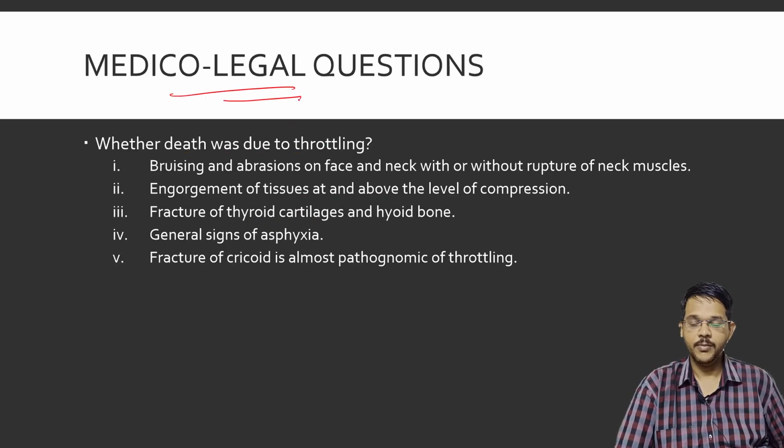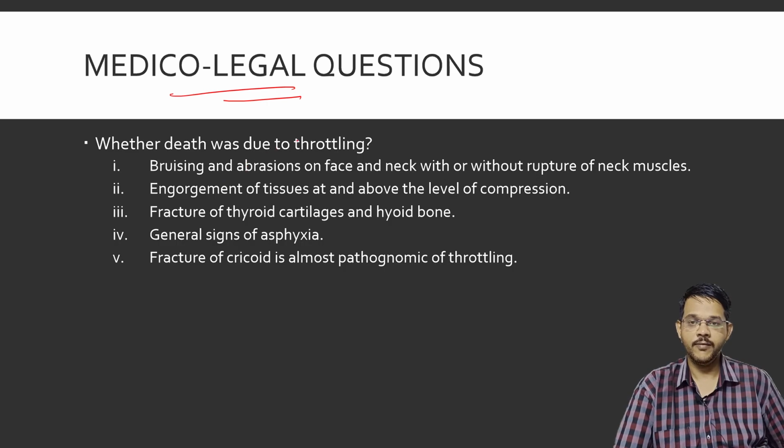Now coming to medico-legal importance, the medical questions which have to be addressed in case of throttling. First and foremost, we have to know whether the person died because of asphyxia or because of ligature strangulation. If death is because of asphyxia, you have to know whether the victim died because of hanging, strangulation, or throttling. If he has died because of throttling, there will be bruising and abrasions present, that is, tip of the finger, tip of the thumb, and nail scratch abrasions, with rupture of neck muscles.